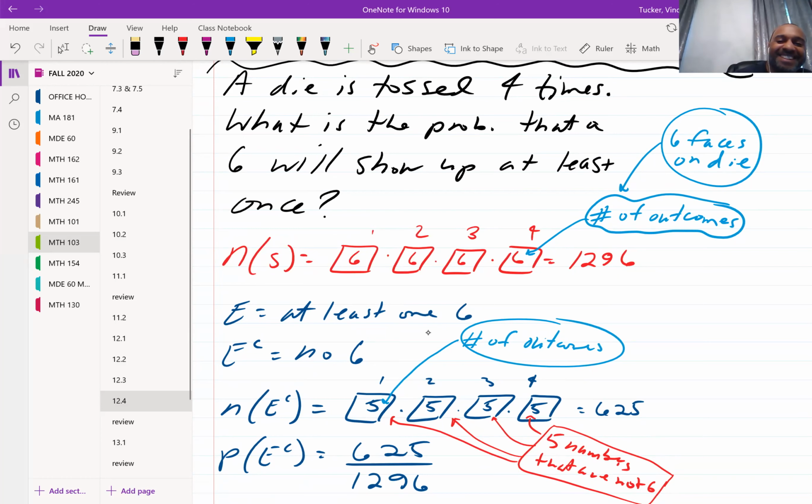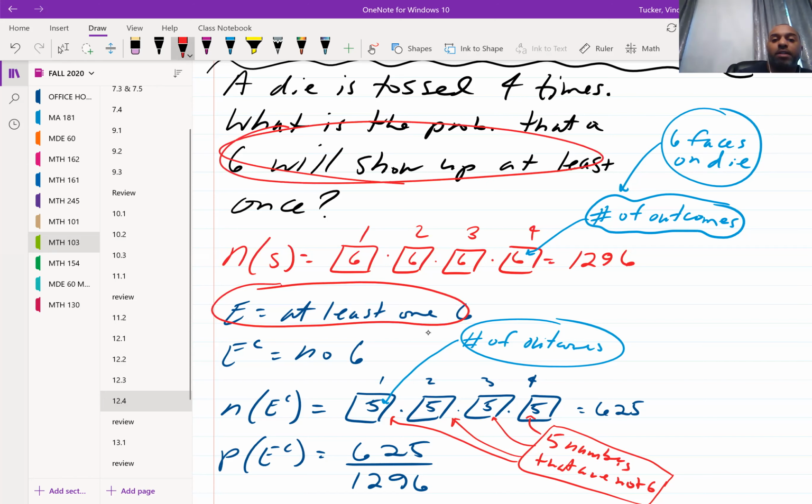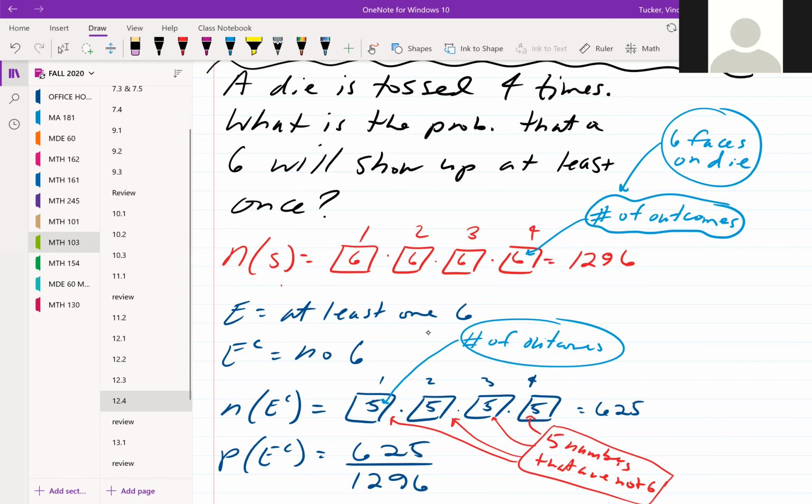I appreciate it. Well, we were trying to find the probability of getting at least one 6. That's what they want us to find right here. To find the probability that at least one 6 will be in our box, you're talking about rolling the die 4 times and at least one of them being 6. One out of those 4 times, a 6 will pop up.